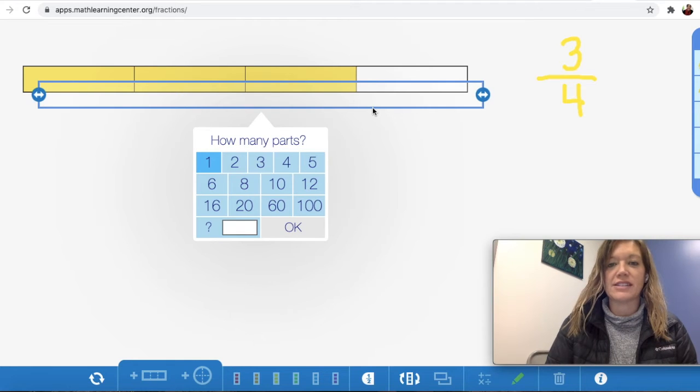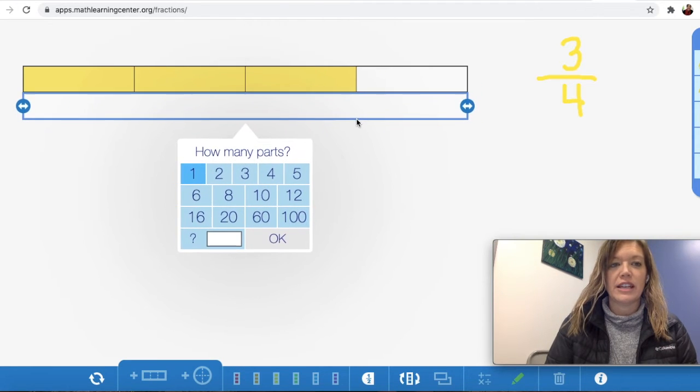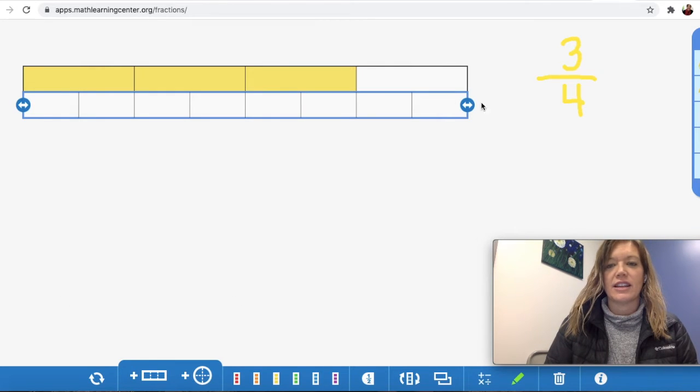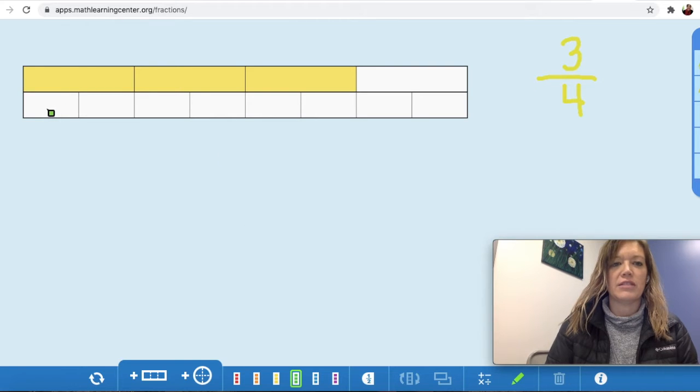We can divide the same size whole into more pieces. So in this case, let's use 8 parts, divided into 8 equal pieces. And in this case, we'll use green. I'm going to fill in 1, 2, 3, 4 parts.